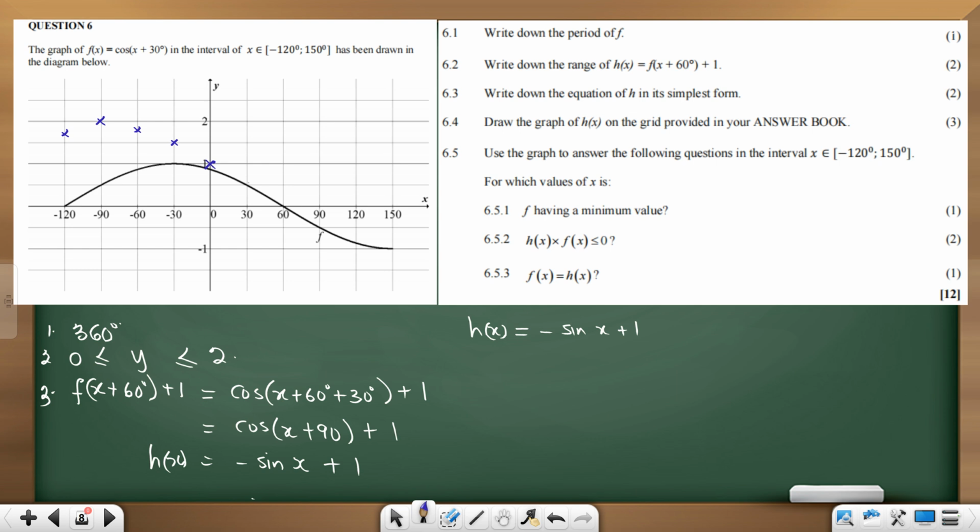30 is 0.5. Lovely. 60 is 0.134. 90 is 0. 120 is 0.134. And 150 is 0.5. Lovely. And then you sketch your graph. Thank you, Noku.